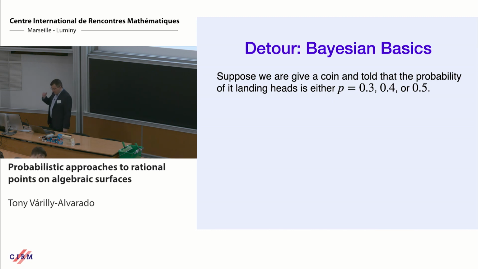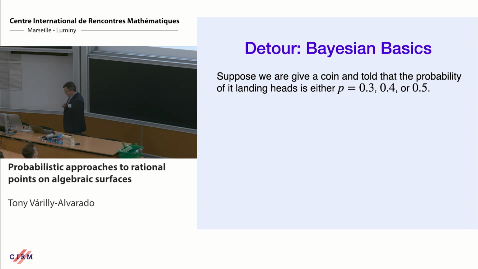So I hope you'll enjoy this example, because what we're doing is just a very slight generalization of this. Suppose that someone gives you a coin, and they tell you that the probability that it lands heads is 0.3, 0.4, or 0.5. But they don't tell you which one. They just say it's one of these 3.